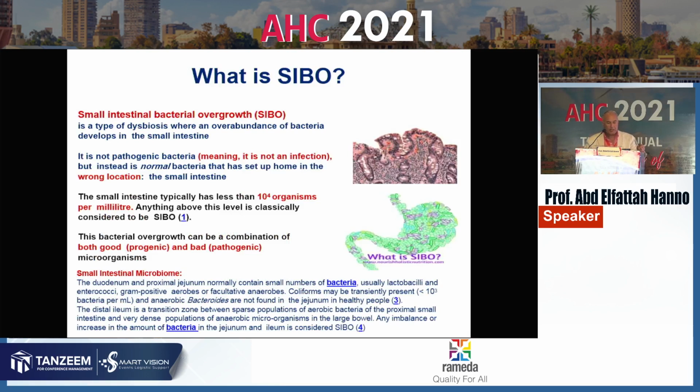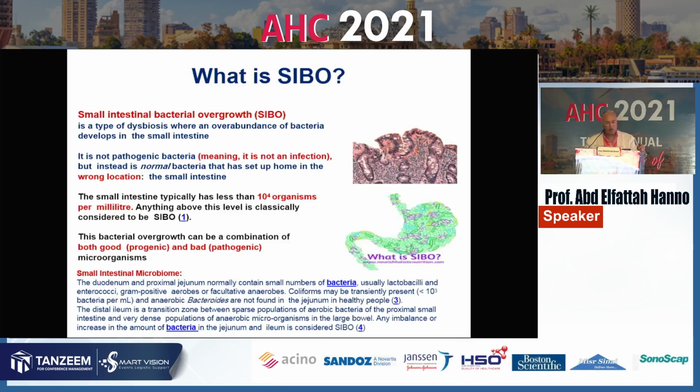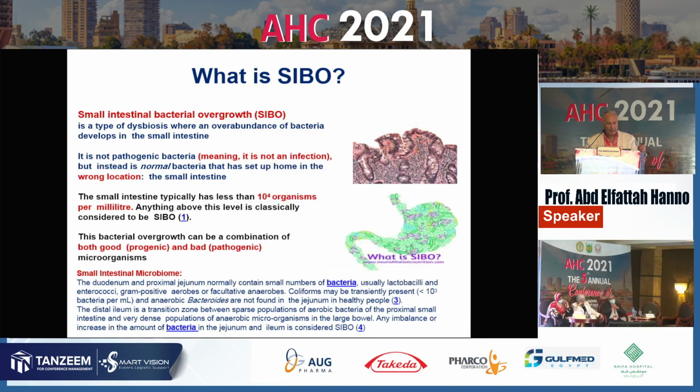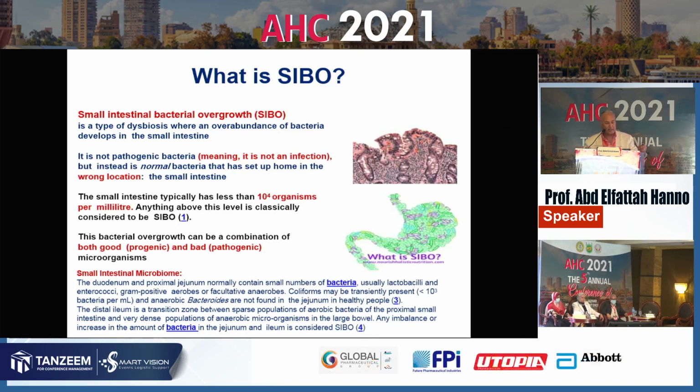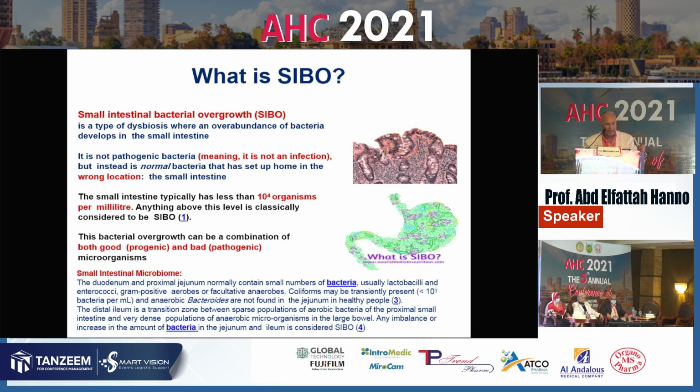What is SIBO? SIBO is small intestinal bacterial overgrowth. It is a type of dysbiosis where an overabundance of bacteria develops in the small intestine. It is not pathogenic bacteria, but instead a normal bacteria that has set up home in the wrong location, in the small intestine instead of the colon. So to diagnose SIBO, the number of bacteria must be more than 10 to the power 4 organisms. This bacterial overgrowth can be a combination of bad bacteria as well as good bacteria.